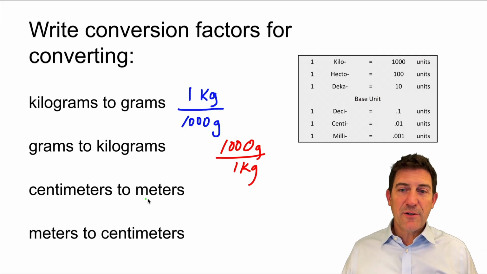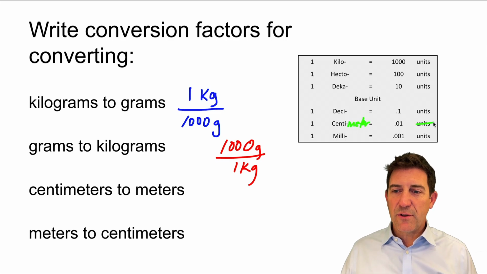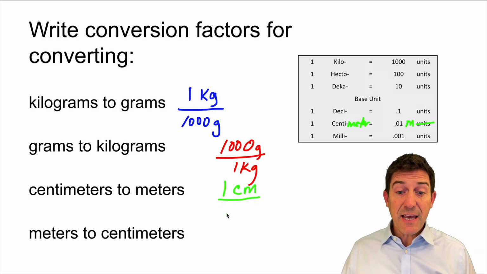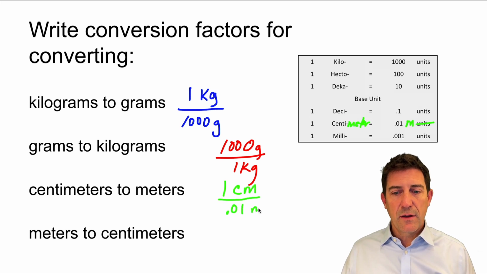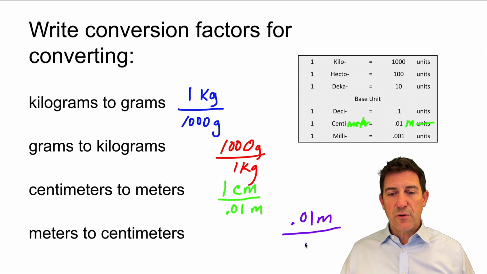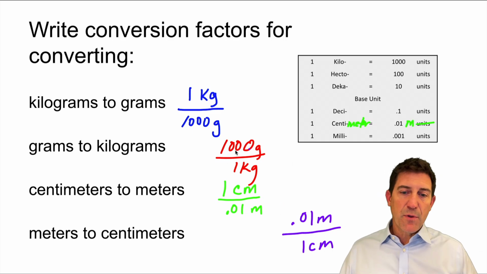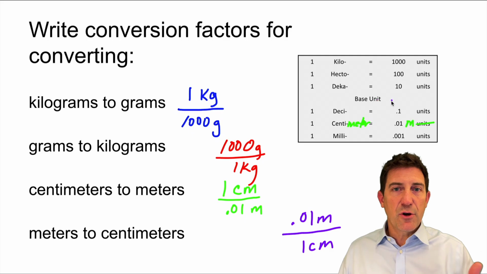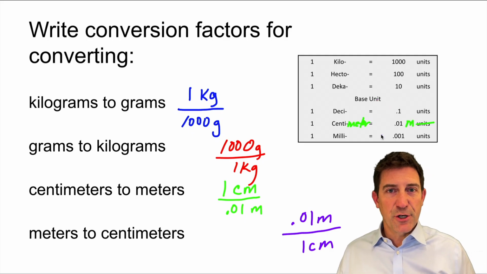What about centimeters to meters? We come over here and we find the prefix centimeter, and that is equivalent to 0.01 meters. So let's write that out. 1 centimeter is equivalent to or is equal to 0.01 meters. Likewise, 0.01 meters is equivalent to 1 centimeter. Okay, the point is we can build conversion factors out of this conversion table.